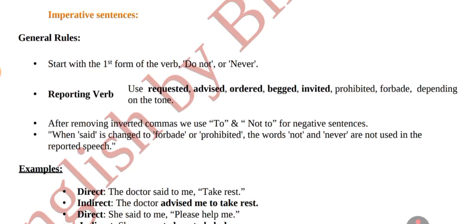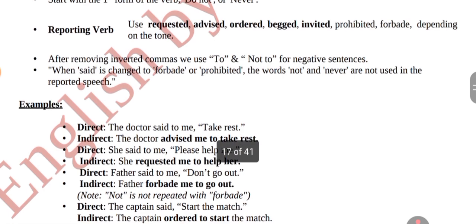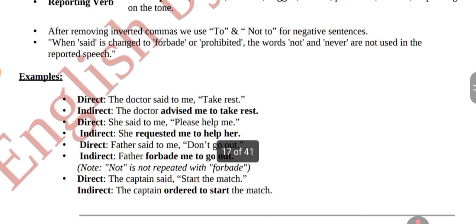Okay, let's understand with the examples. First example here is, the doctor said to me, take rest. You can easily comprehend from the tone of the sentence the doctor is advising you. So its indirect form is, the doctor advised me. Then you will remove your inverted commas, then to, and after that the remaining part of the sentence.